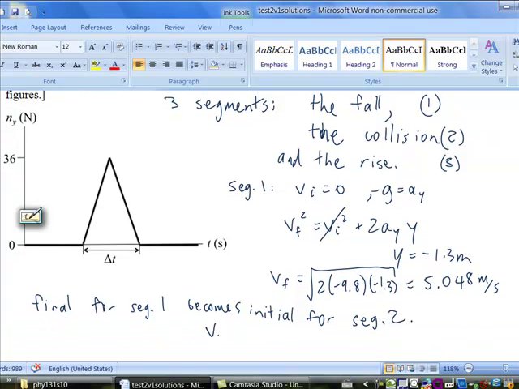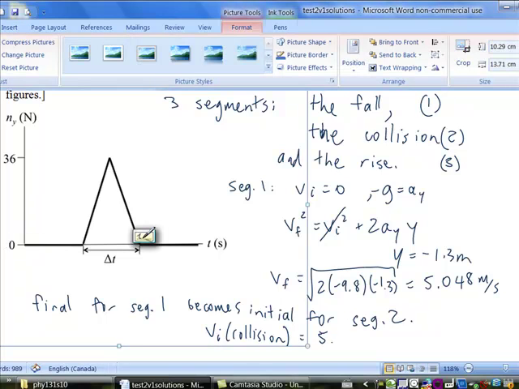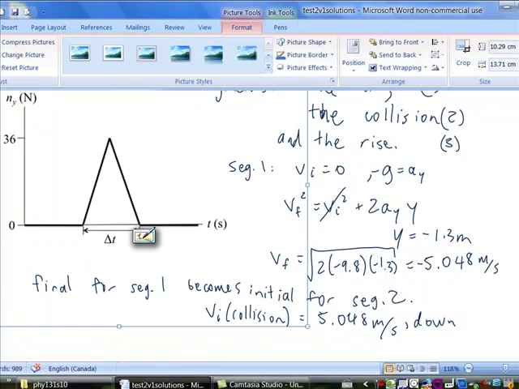So V initial for the collision is 5.048 meters per second down. We know that this was down. Square root actually has a plus or minus sign in front of it, so this is actually, we know that this is negative, because we know it's accelerating downwards. I want to now skip to segment 3.